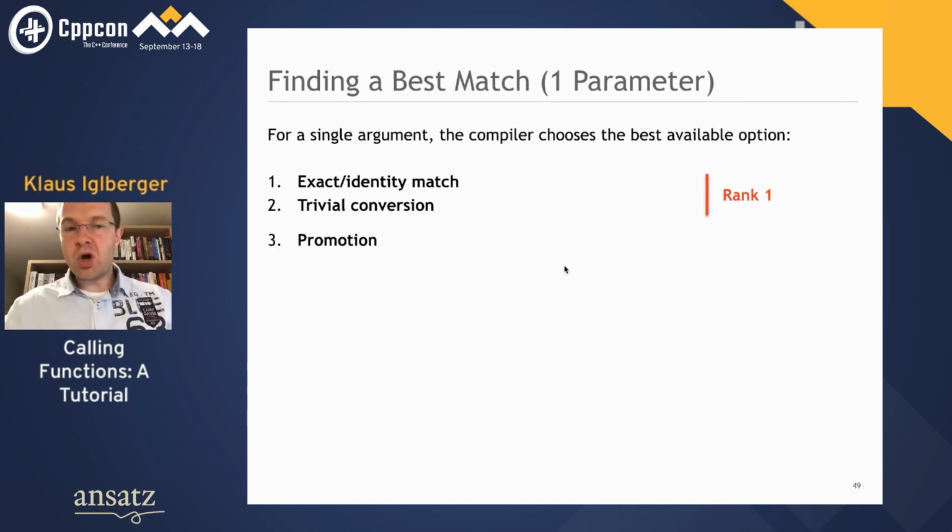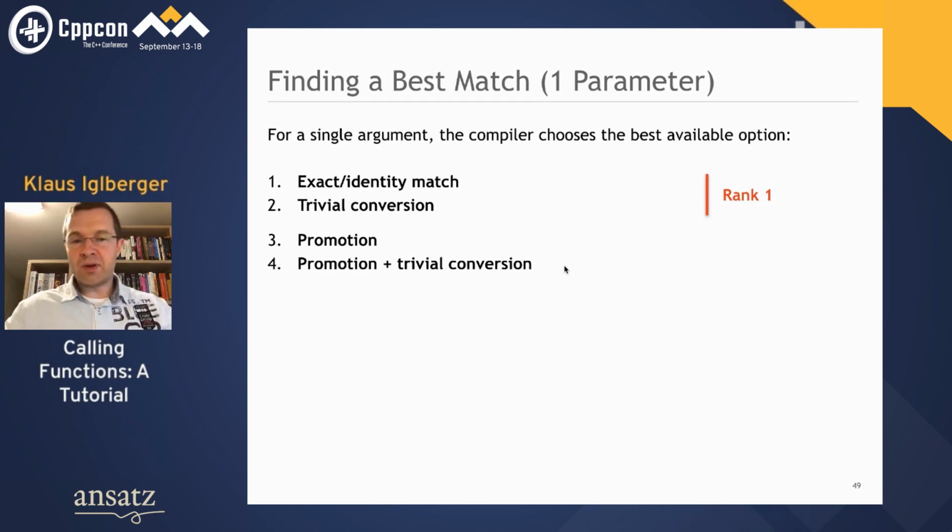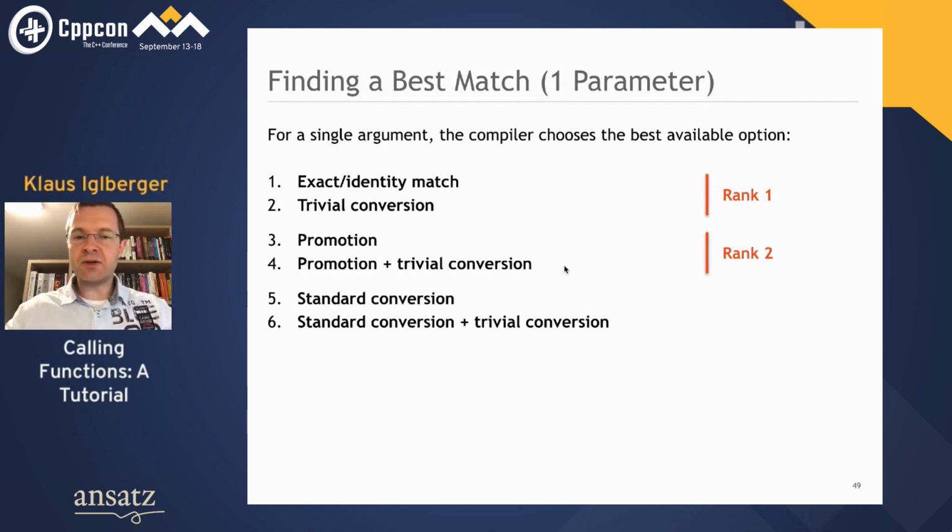Officially, there is in the standard the specification that this is a rank 1 match. Then there is something called a promotion. And of course, a promotion could be combined with a trivial conversion. These two are ranked as 2. So they're not as good as rank 1, but the second best thing. After that, I have standard conversions. And of course, also standard conversions plus trivial conversions. This is ranked 3.